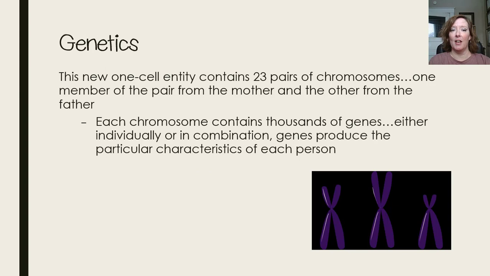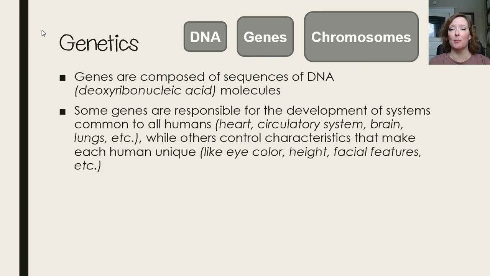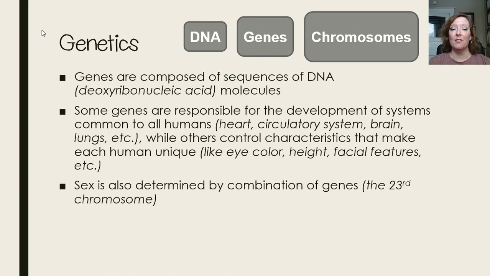So once fertilization has occurred, this new one-cell entity contains 23 pairs of chromosomes, one member of the pair from the mother and the other from the father. Each chromosome contains thousands of genes, either individually or in combination. Genes produce the particular characteristics of each person. Genes are composed of sequences of DNA molecules. Some genes are responsible for the development of systems common to all humans, like the heart and circulatory system, the brain, the lungs, while others control characteristics that make each human unique, like eye color, height, facial features, some aspects of personality. Sex is also determined by a combination of genes. It's on the 23rd chromosome.